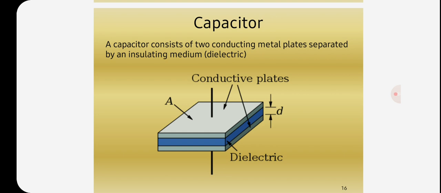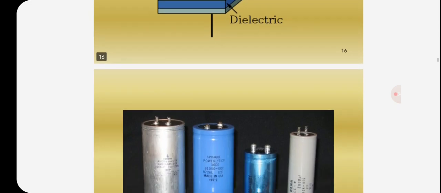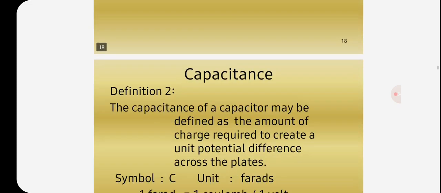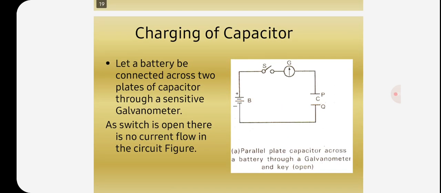The symbol of a capacitor is the parallel plate. Two conducting plates are taken. So next, how does a capacitor store charge? That is the charging of the capacitor.